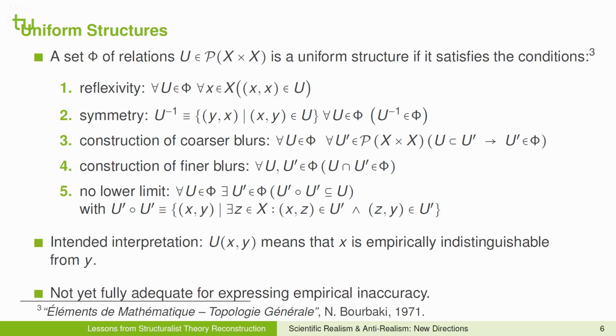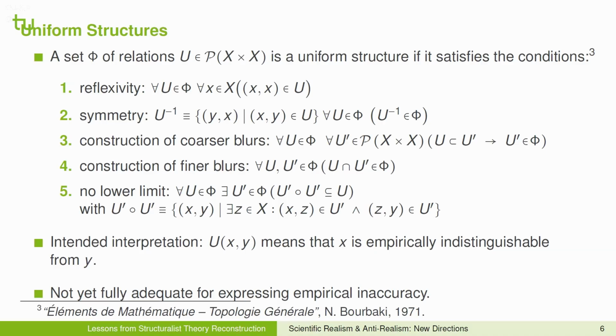So the intended interpretation is the following: we read U x y as x is empirically indistinguishable from y. These axioms are not adequate for expressing this, for several reasons. First of all, if you want this to be a symmetrical condition, that x is empirically indistinguishable from y exactly when y is empirically indistinguishable from x, it is not satisfied by this condition, because we would need the symmetry in U and not in phi. So it's simply the wrong stage.